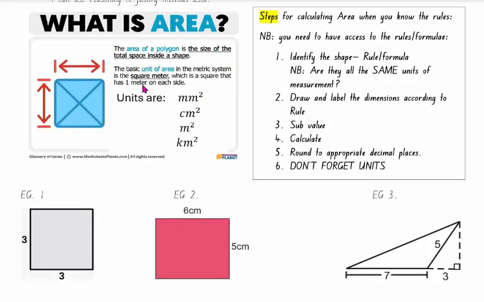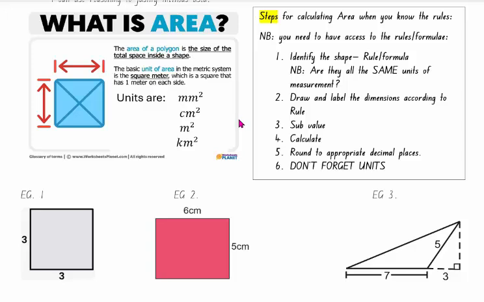The basic unit is usually meters squared. If you're talking about houses and stuff like that, they are calculated in meters squared. But in our class, we will be using all the units, and you'll need to be able to convert between them: millimeters squared, centimeters squared, meters squared, and kilometers squared. So this is going to be a very basic video.